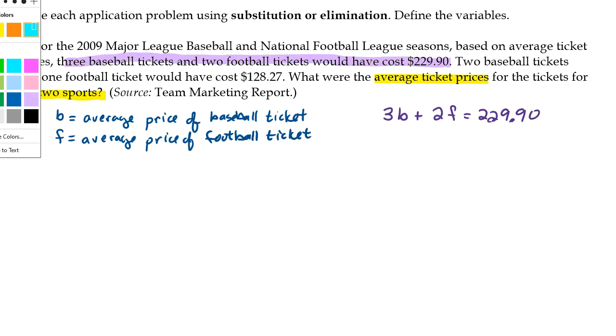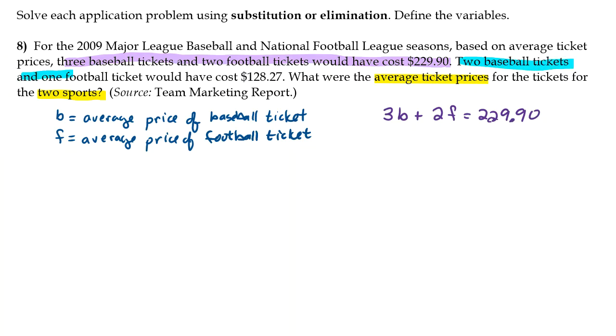All right, let's look for our next equation. What do we got here? 2 baseball tickets and 1 football ticket would have cost $128.27. All right, why don't you pause the video and see if you can write an equation to represent that sentence. 2 baseball tickets plus 1 football ticket is $128.27. Those were the days. All right, so now we have our system of equations.